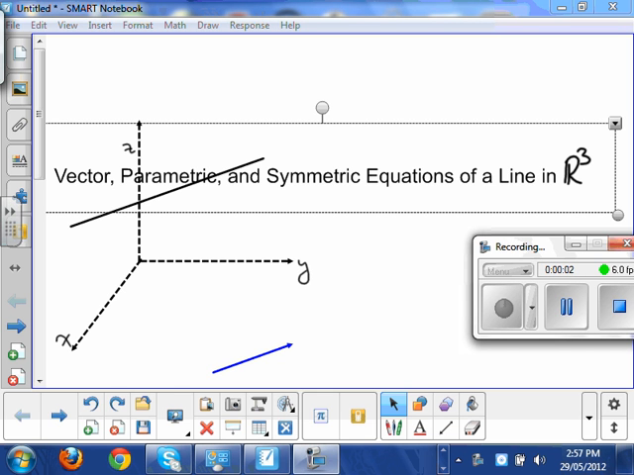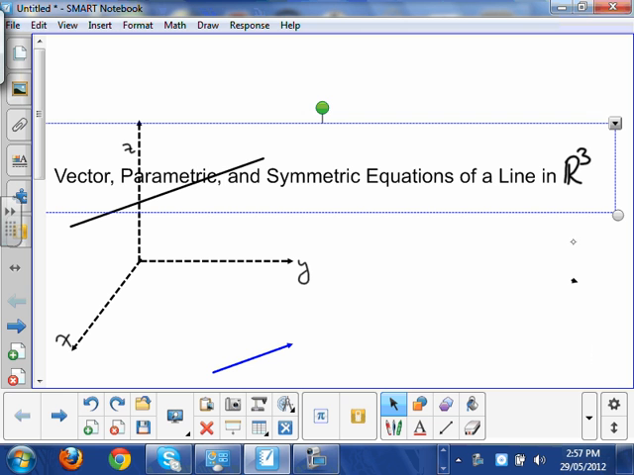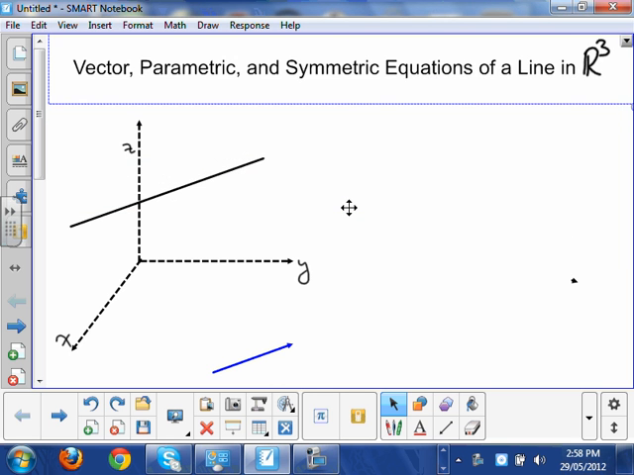Good. So let's get started. We'll talk about vector, parametric and symmetric equations of a line in R3. You will see the title seems very similar to the one from two days ago, vector parametric equations in R squared. Now it's R cubed, and we're going to add a new type of equations.